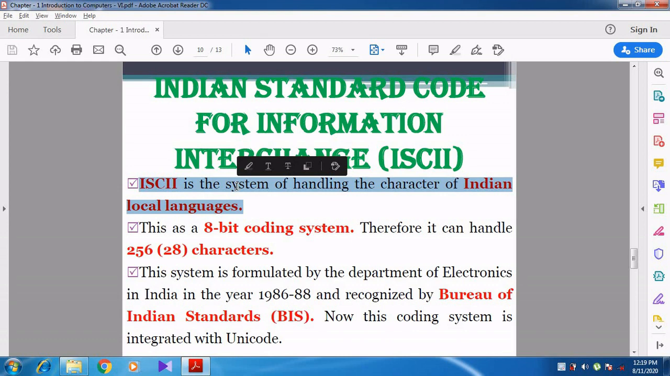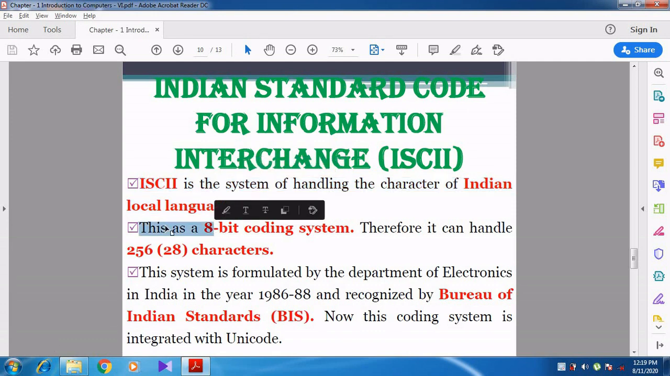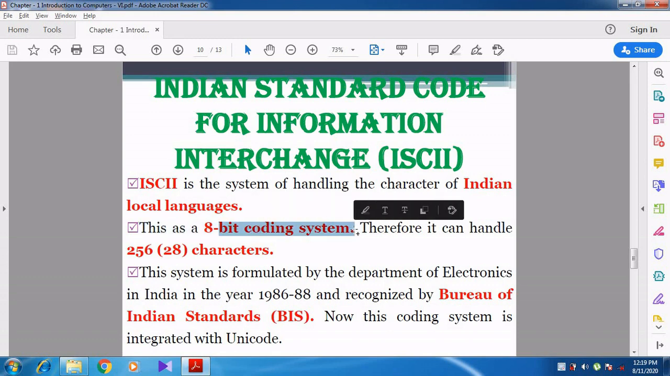Local languages means such as Gujarati and Oriya. Like that we can say several languages: Tamil, Malayalam, Telugu, Kannada, right? Bengali, Assamese. For these particular languages we have developed ISCII, that is Indian Standard Code for Information Interchange. This is also like ASCII because this is an 8-bit coding system.